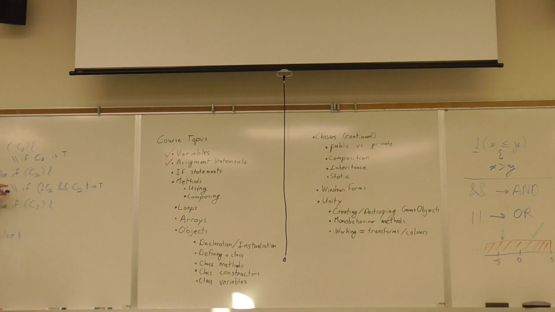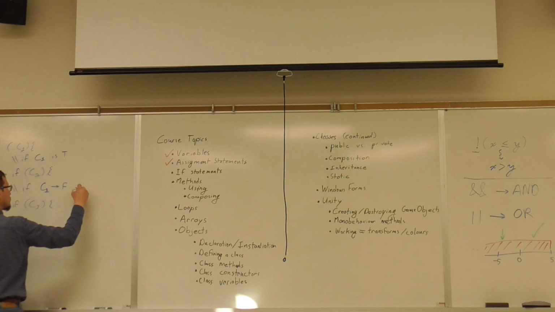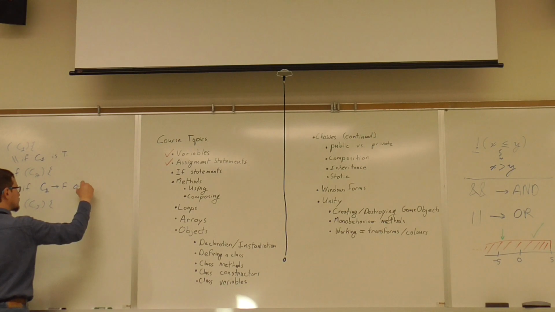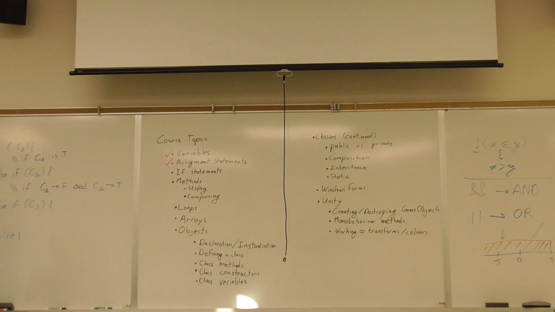But to activate this branch, C2 must be true. So in this branch, C1 must be false, C2 must be true. I'm getting a little carried away using too many math symbols. Let me rewrite it. C1 is false and C2 is true. Make sense?